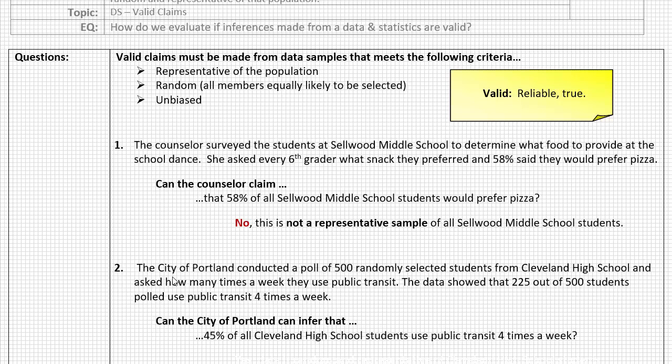The City of Portland conducted a poll of 500 randomly selected students from Cleveland High School and asked how many times a week they use public transit. The data showed that 225 out of 500 students polled use public transit 4 times a week. Can the City of Portland infer that 45% of all Cleveland High School students use public transit 4 times a week?